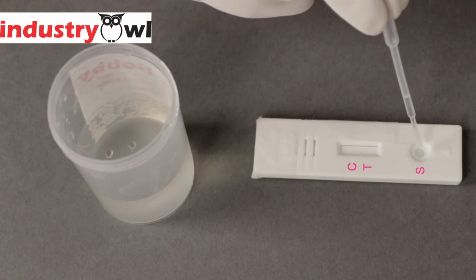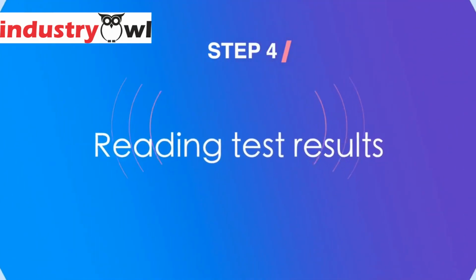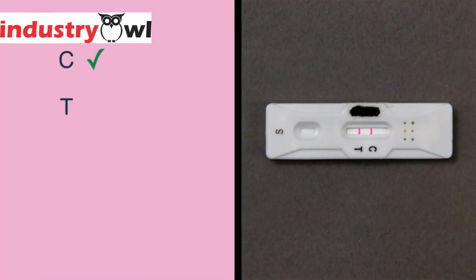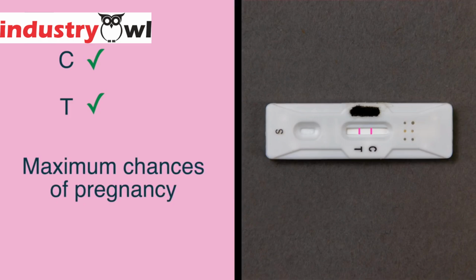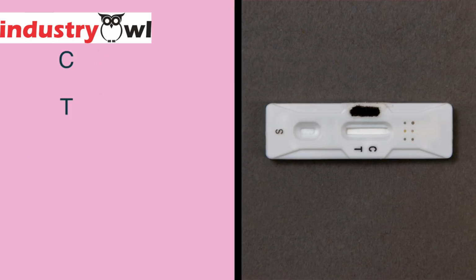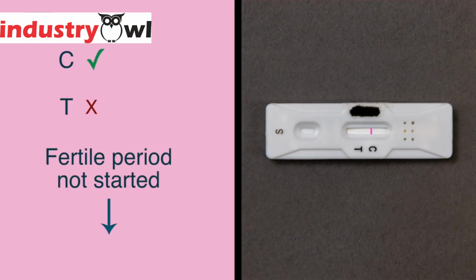Interpret the results as given in the table below. How to read the results in iKnow. If you get a single pink line in C, your fertile days have not started. Please test again tomorrow. If you get two pink lines in C and T, your fertile days have started. Please plan and protect intercourse. The fertile window lasts for up to 5 days.